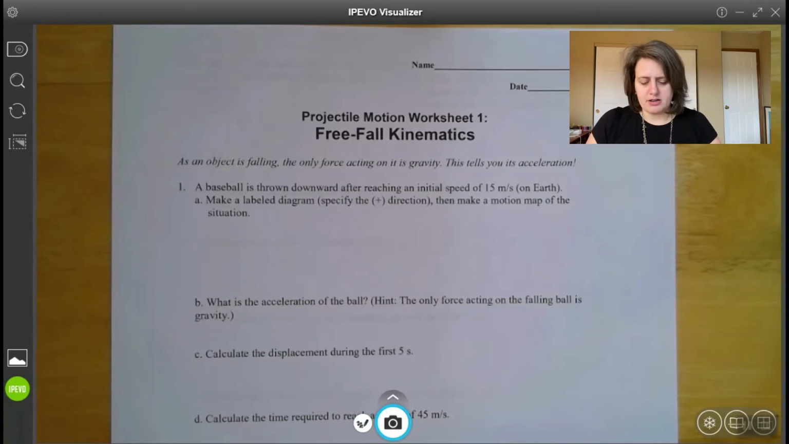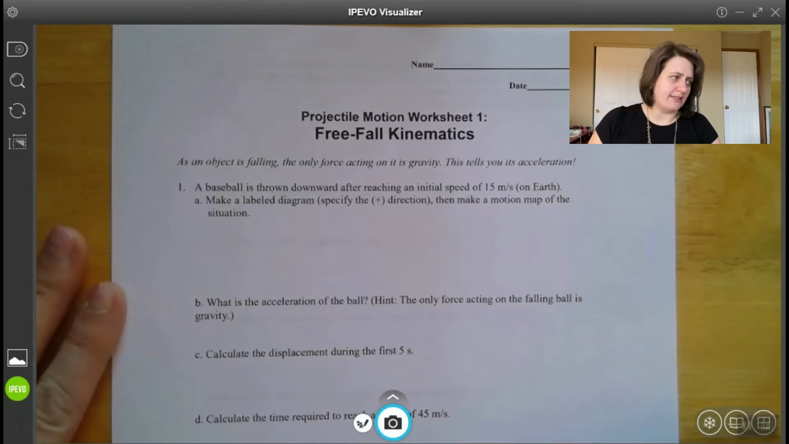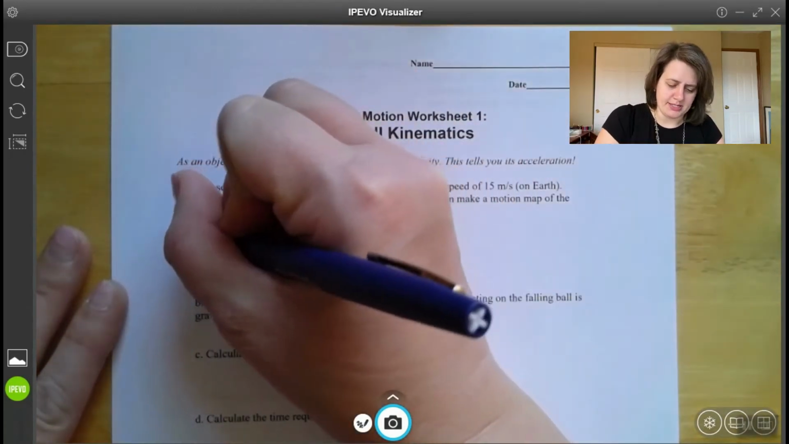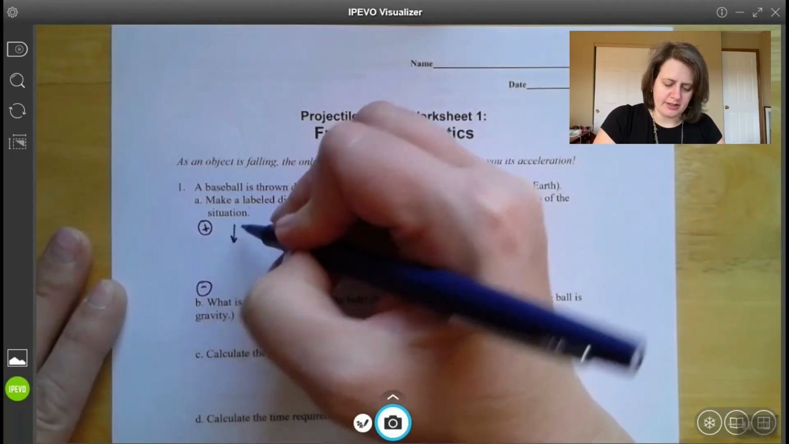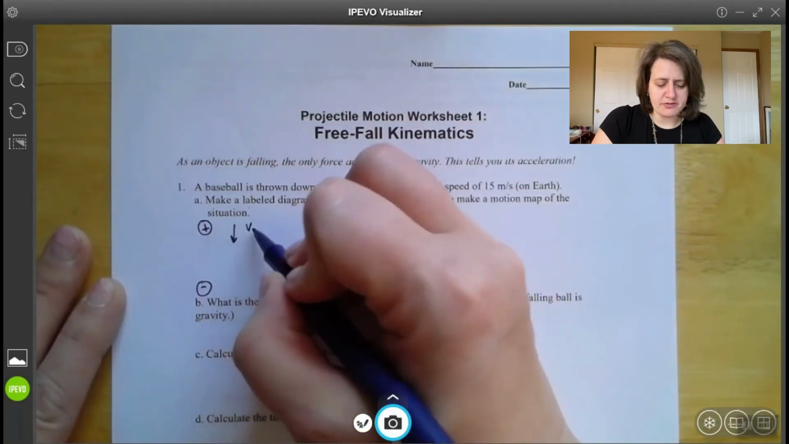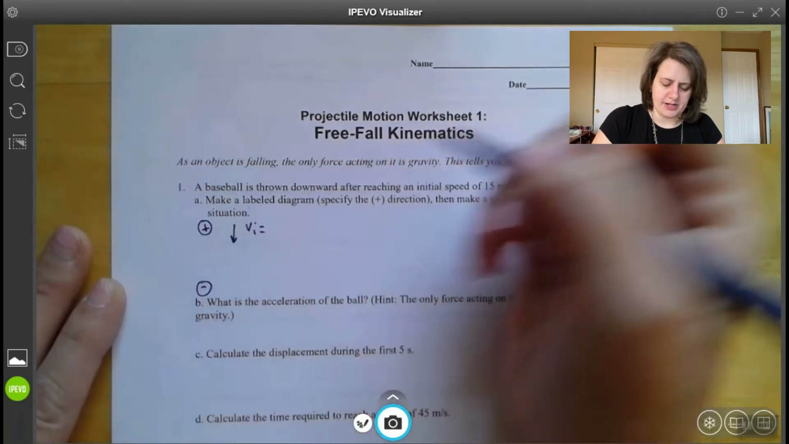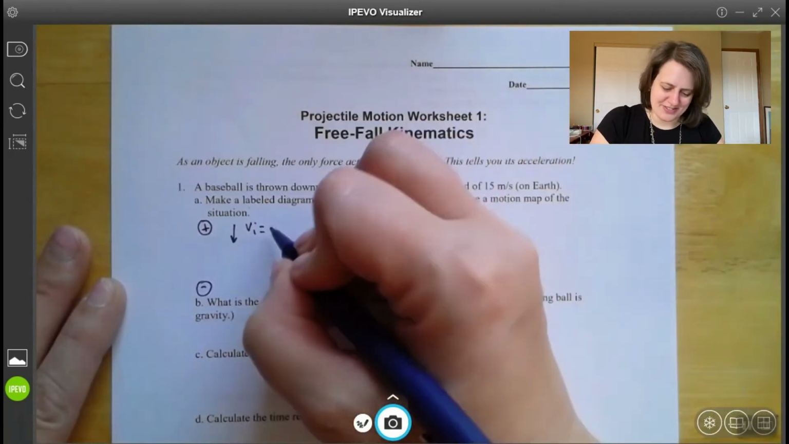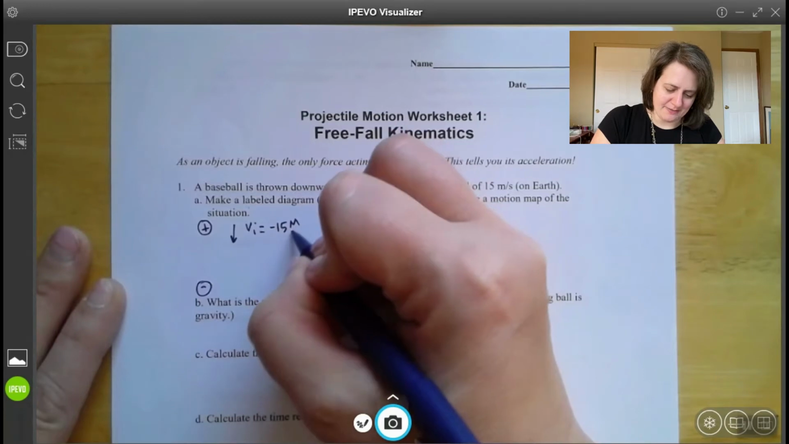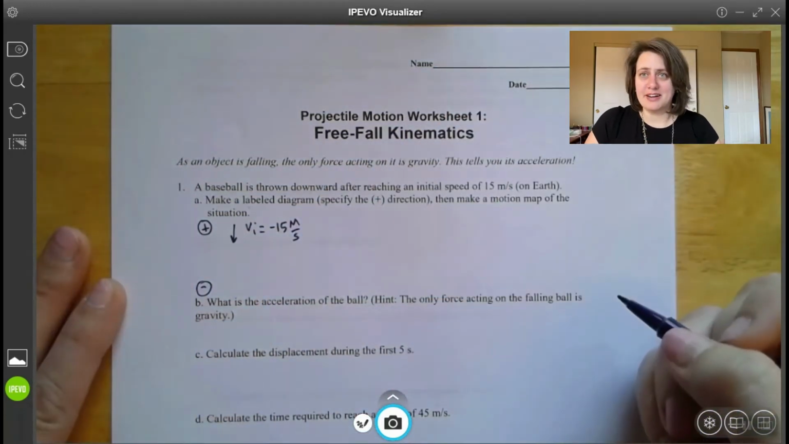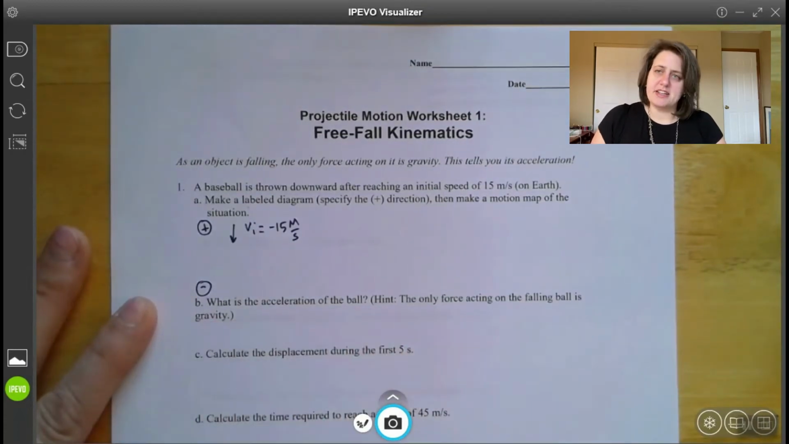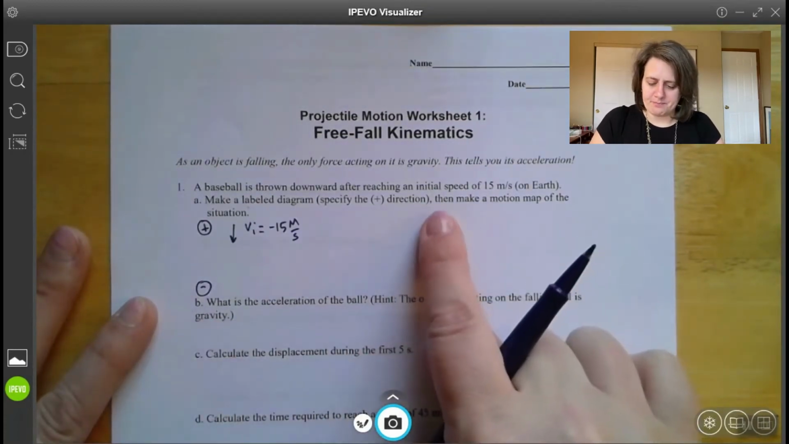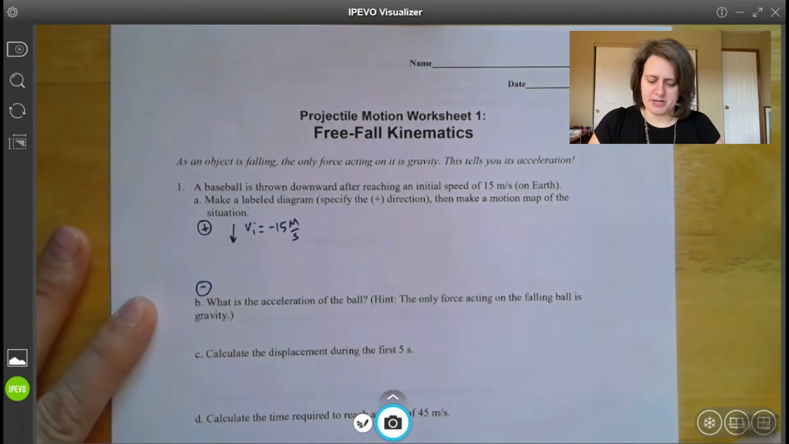So this is a baseball that's being thrown down towards the ground. In my class, I like to have up be the positive direction and down be the negative direction. And we've got a baseball that's thrown downwards with an initial velocity of minus 15 meters per second. It's negative because it's going in the negative direction, and this is a vector. Next question says, what's the acceleration? Let me go back. And then make a motion map of the situation.